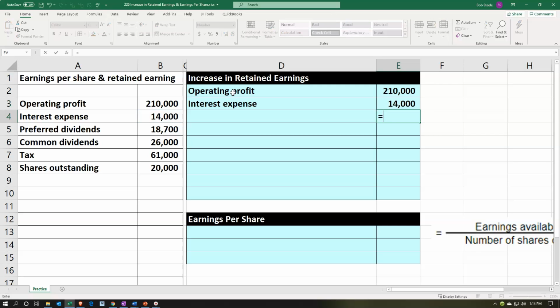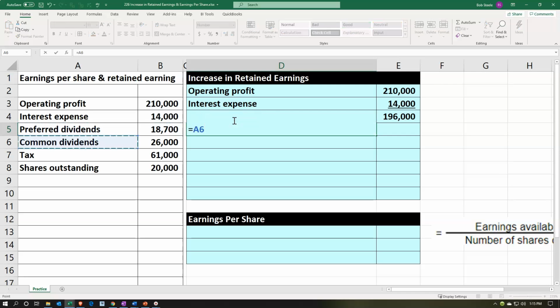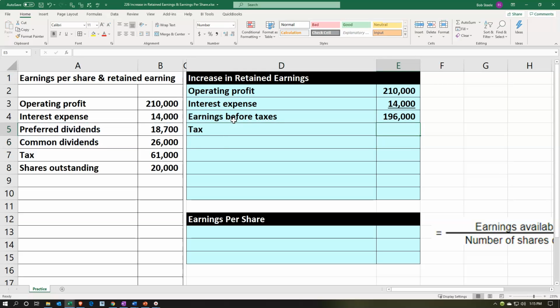Let's subtract these two out. This is going to be equal to the 210 minus the 14,000. That gives us the 196. I'm going to put an underline under the 14,000 by going to the Home tab, Font group, and Underline. This is going to be the earnings before taxes. Then we'll pick up the taxes here, which we're given as the 61,000. That's always the last thing on the income statement, so we're calculating the end of the income statement. Let's underline that 61,000, go into the Home tab, Font, and Underline.